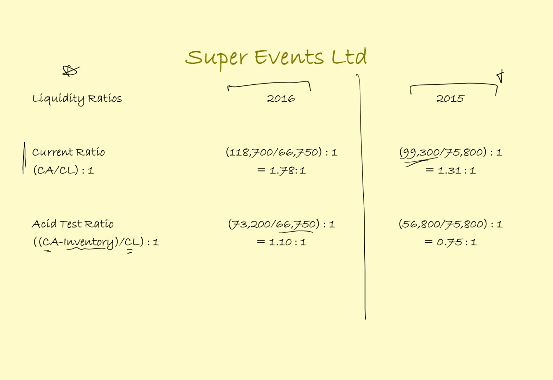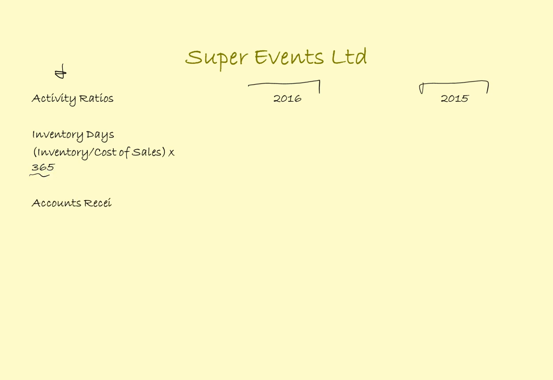Now, my third set of ratios will be my activity ratios. Again, same thing, 3 columns. I've got my ratios here. I've got 2016 calculations and previous year 2015 calculations. My 3 ratios here, inventory days. Now that is inventory divided by cost of sales multiplied by 365, and of course 365 is the number of days in the year. The accounts receivable days, which is the accounts receivable divided by sales multiplied by 365.